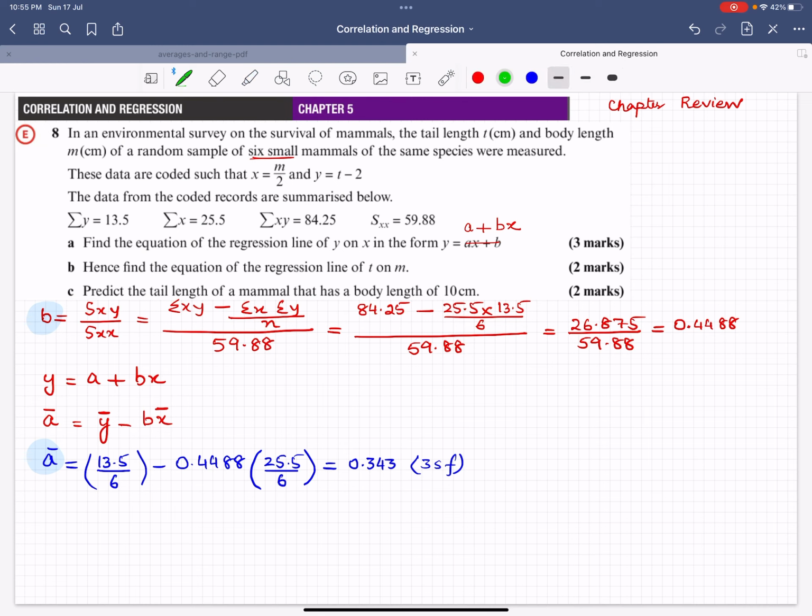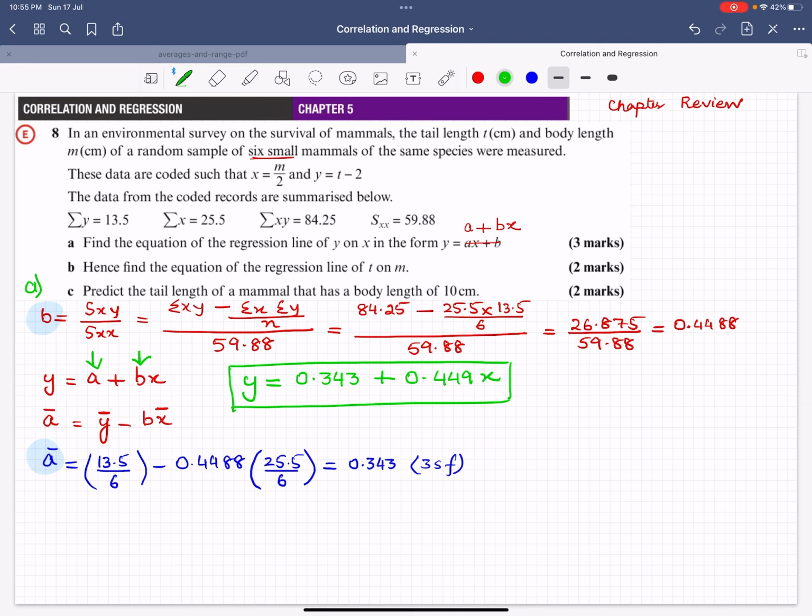So we need to just plug it in here for a and for b. Let's write the regression line: y is equal to a, which is 0.343, plus b, which is 0.4488, or we can round it to 3 significant figures, 0.449, times x. So this is the equation of the regression line, which answers part A of the question. So this was part A. Moving on to part B.